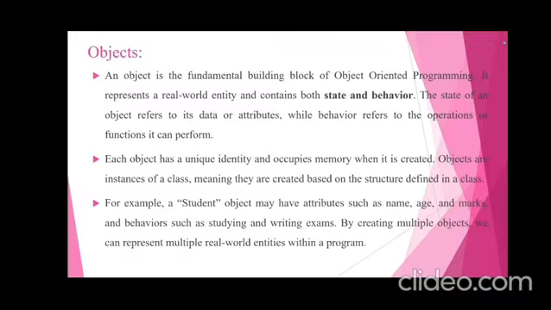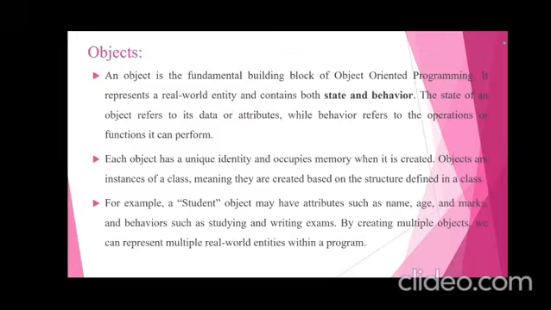So, the next point is, each object has a unique identity and occupies memory when it is created. Objects are instances of a class, meaning they are created based on the structure defined in the class. It means every object is different from others. Even if they have similar properties, memory is allocated to an object only when it is actually created during program execution. And a class acts like a blueprint or template, and objects are created from that blueprint.